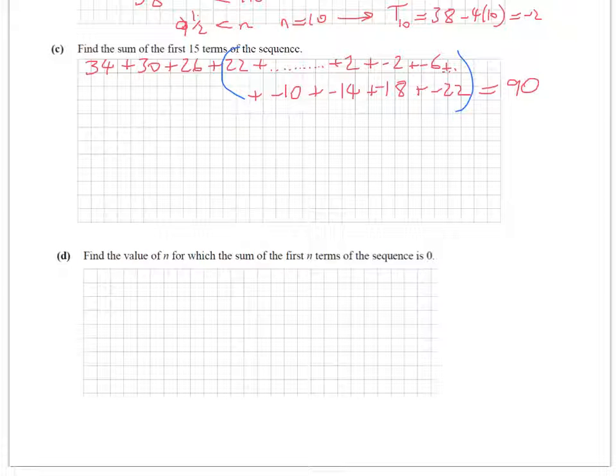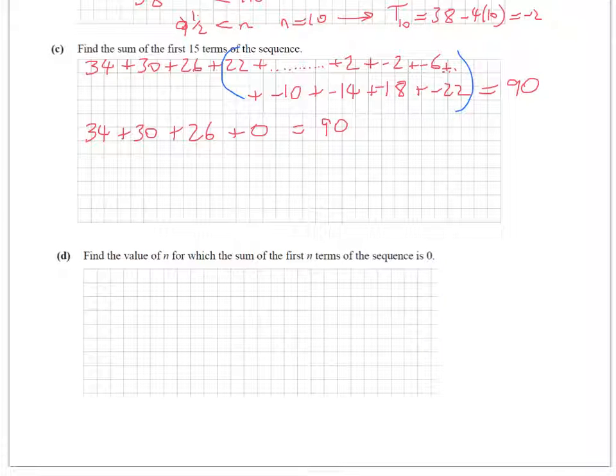So actually, if you just look at this, what we end up with is 34 plus 30 plus 26 plus effectively a sum that is 0. And if you add up 34 and 30 and 26, you get the answer of 90. So that's another way of approaching it.